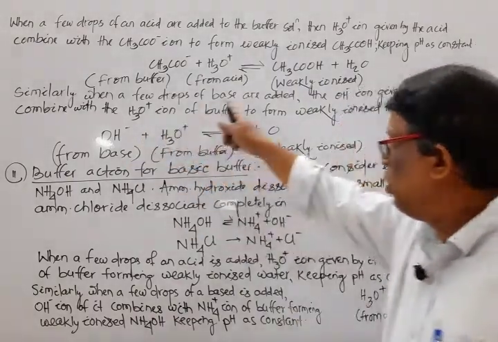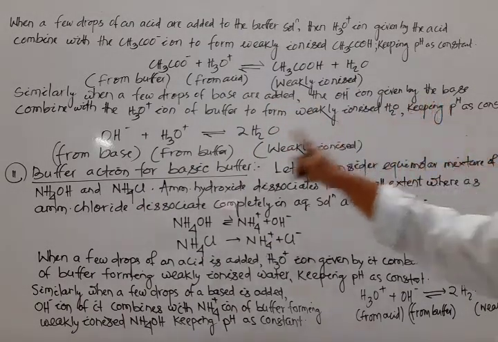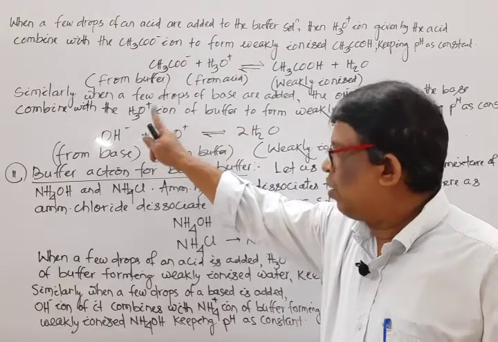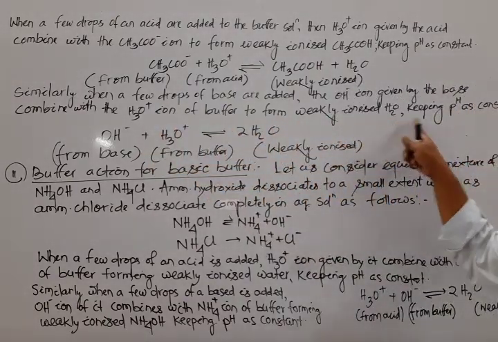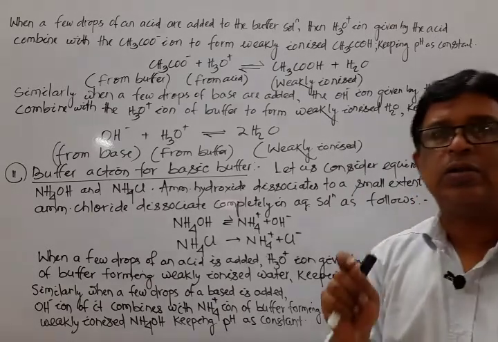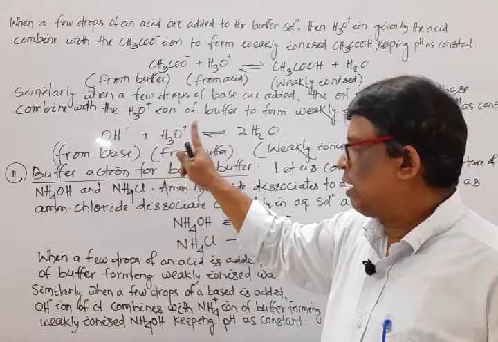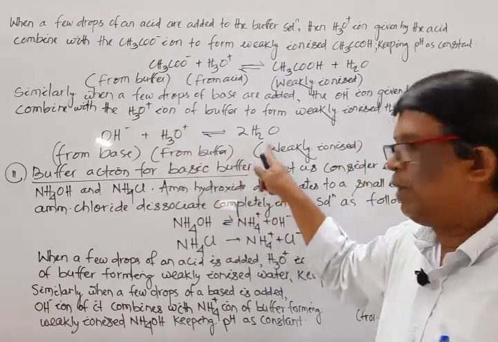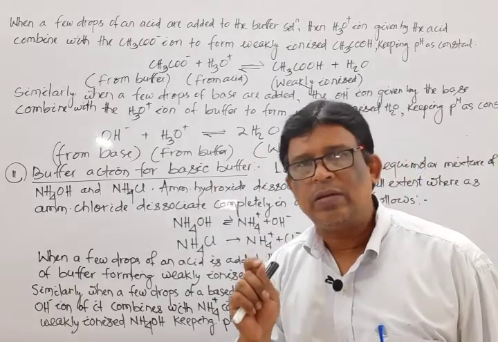Similarly, when a few drops of base are added, then the OH minus ion given by the base combines with the H plus ion or H3O plus ion of the buffer, forming weakly ionized water, keeping pH constant. So OH minus ion from the base, H plus or H3O plus ion of the buffer, forming weakly ionized water. In this way, pH remains constant.